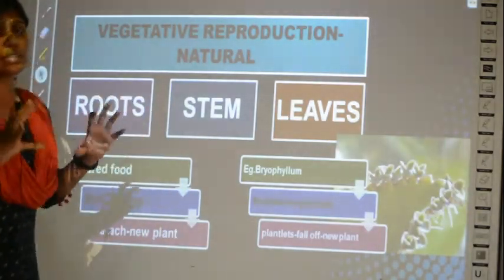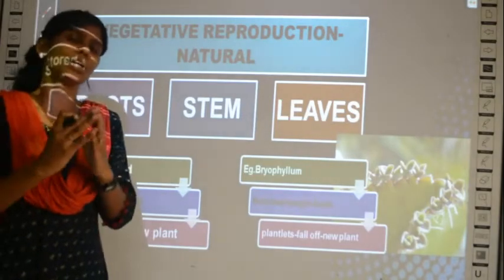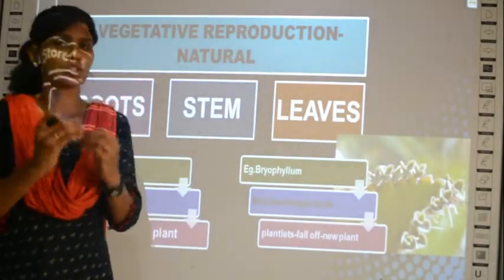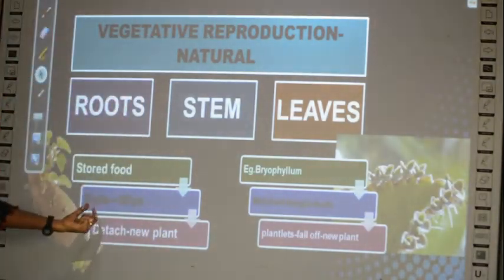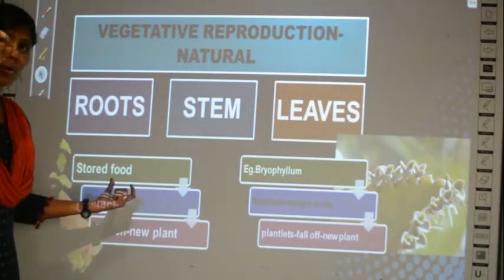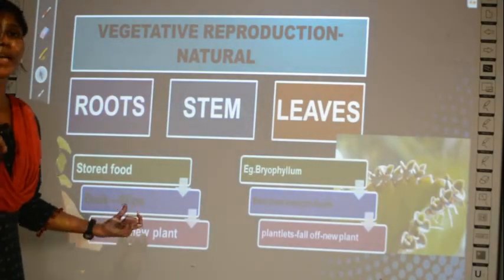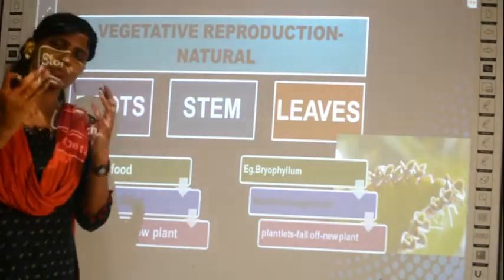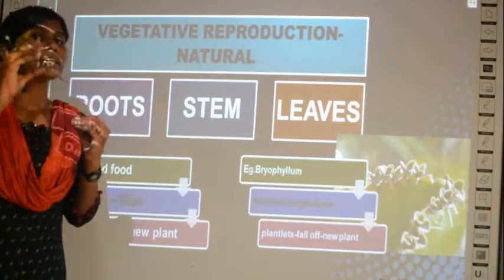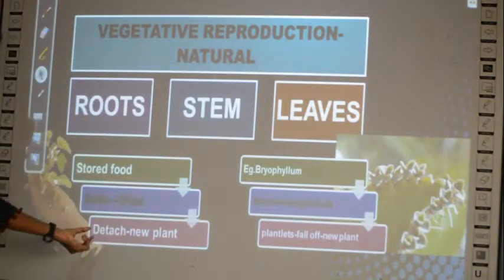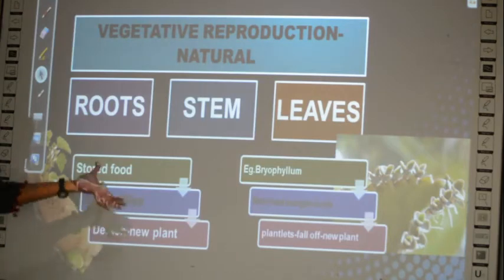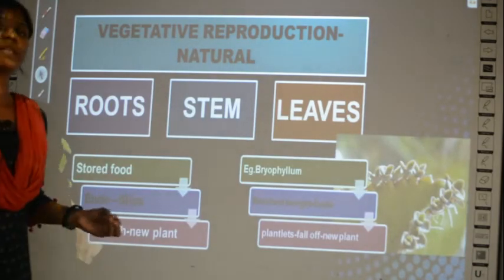See, in a root, suppose there is stored food in a root and the root is swollen in nature, there can be buds formed in the root in that stored food product, which are called slips. If a bud is formed, it is called a slip, and each slip will be detached from the root and it will develop into a new plant.